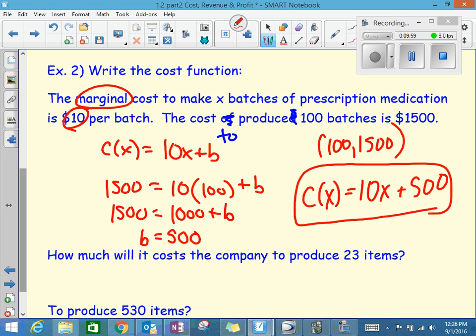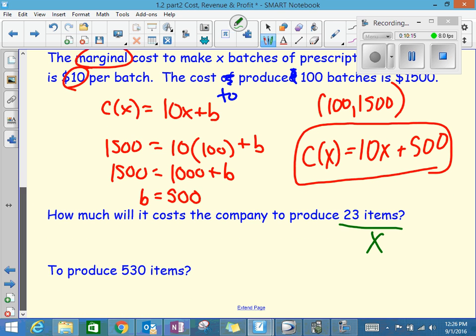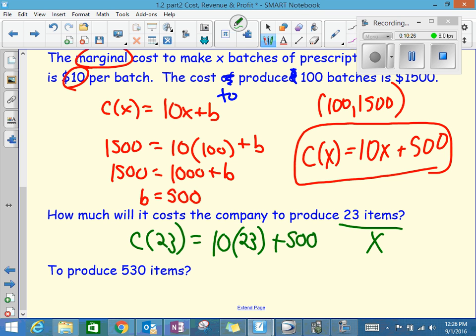Okay, so then it says, how much will it cost the company to produce 23 items? Again, our quantity is our X value, right? So to produce 23 items, that is giving us an X. So we plug it in. So we want to find C of 23. So C of 23 is 10 times 23 plus 500. Again, we're plugging it into the cost equation we just came up with. And that becomes 230 plus 500. So it costs $730 to produce 23 items.